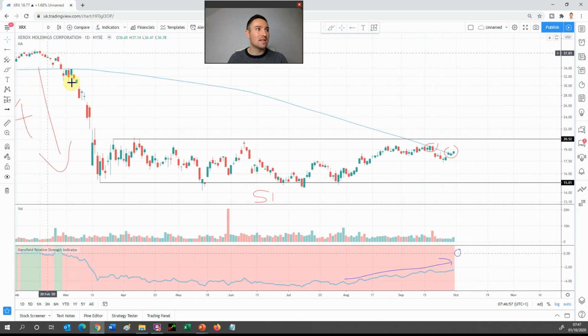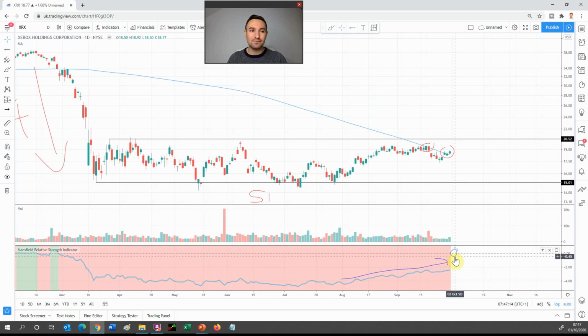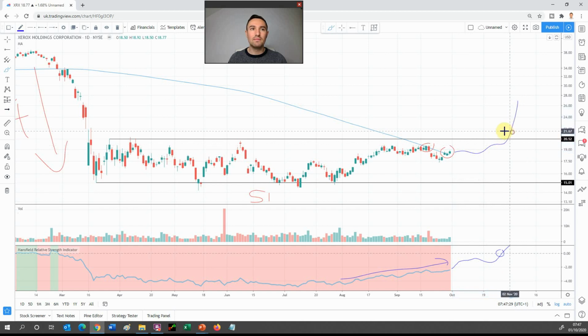So how might this look? We've got our stage 4 mark down, transitioning potentially into phase 1. We're now coming back above our 30-week moving average, so the 150-day moving average. We've got the Mansfield relative strength indicator starting to trend up. So in terms of our indicator, what do we want to see? We want to see price start moving up, moving up, moving up, and then a breakout of our Mansfield relative strength indicator above the 0 line, in conjunction with price breaking out above this $20.52 line of least resistance.